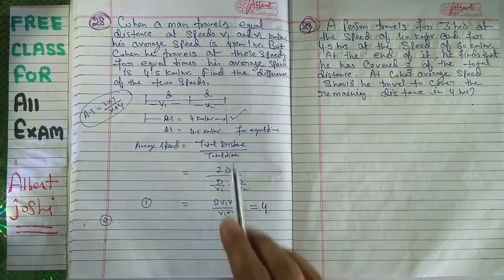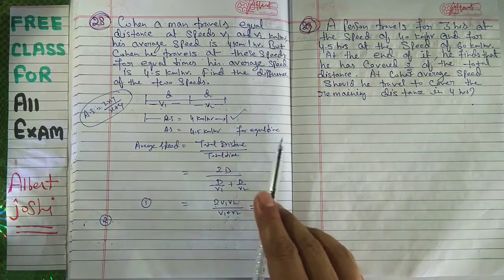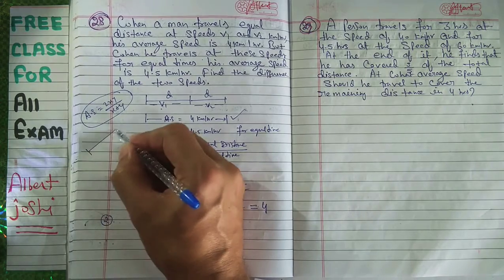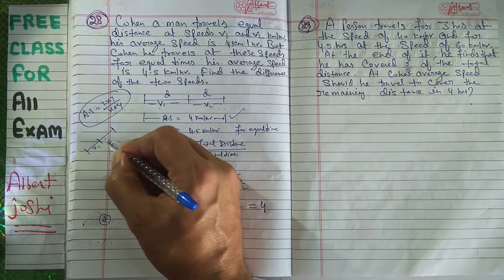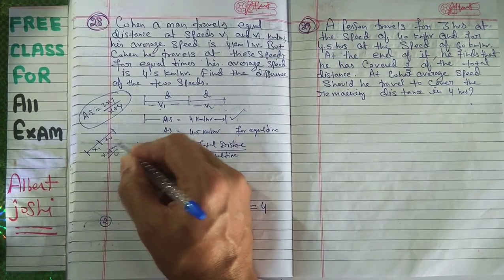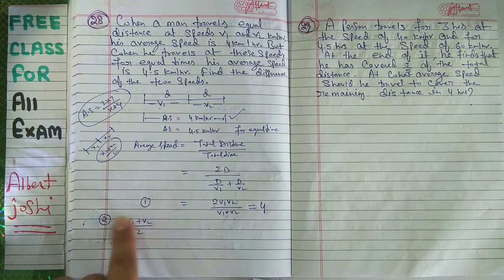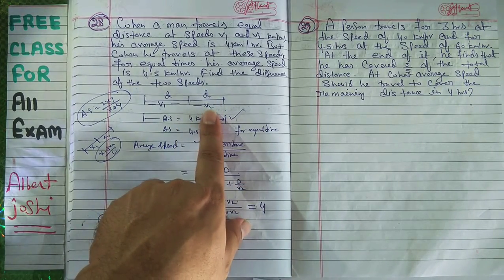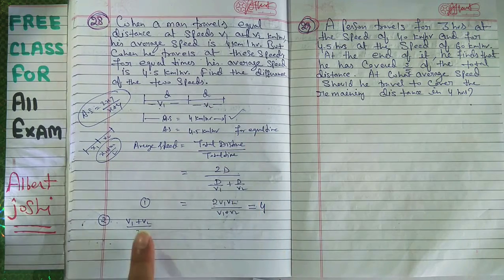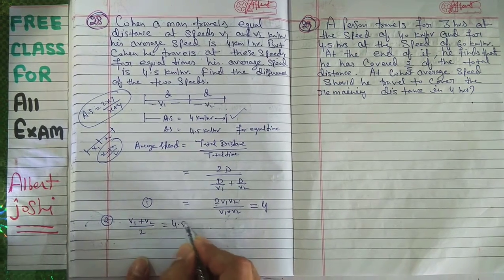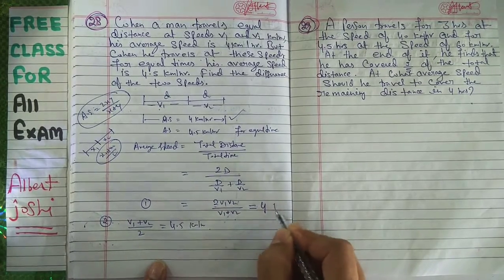Equation number 2: he has given us the case of equal time. Now you must remember from high school how to find the average: if x1 and x2 are two values, your average is x1 plus x2 upon 2. So with this formula, speed 1 plus speed 2 upon 2 is also an average, but this average works only whenever there is equal time. He has given us 4.5 kilometer per hour.